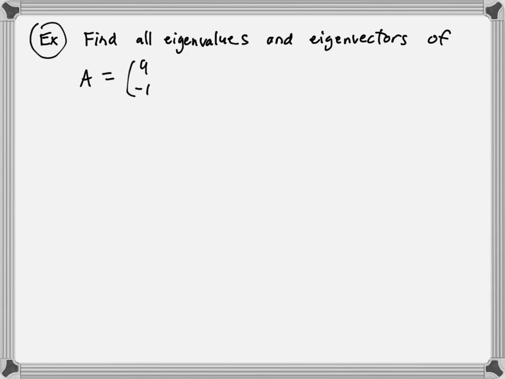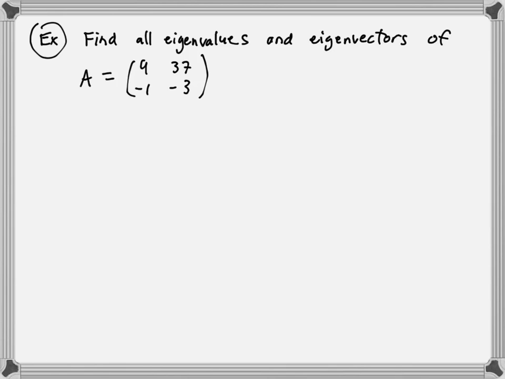Okay, so let's do the example I wanted to show you guys here. Find all eigenvalues and eigenvectors of matrix A, which is 9, -1, 37, -3. Okay, so you're not going to know that you have complex answers until you actually work the problem out, because you don't know what the polynomial is going to look like until you actually solve it.